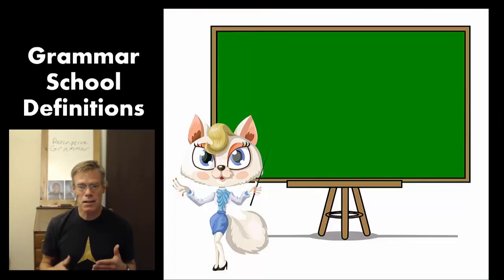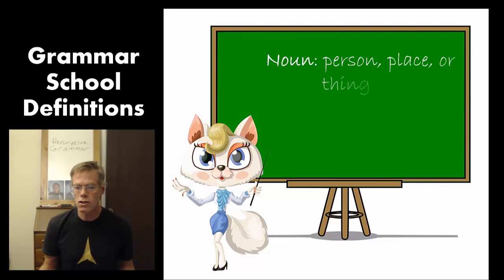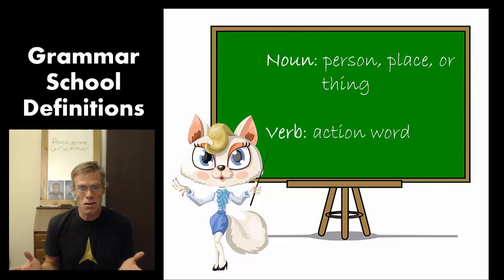I expect that most of us, whether it was in elementary school or junior high or high school, received the same sorts of definitions when we were taught parts of speech. So, for example, you were probably taught that a noun is a person, place, or thing, and that a verb is an action word. And these just aren't good definitions.